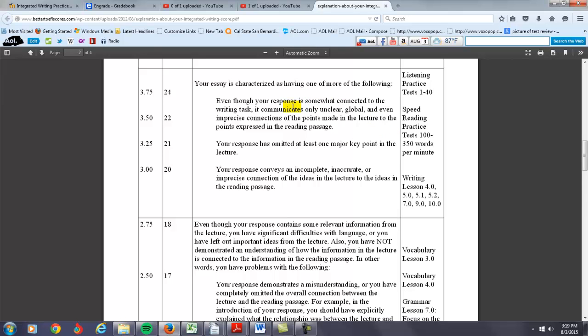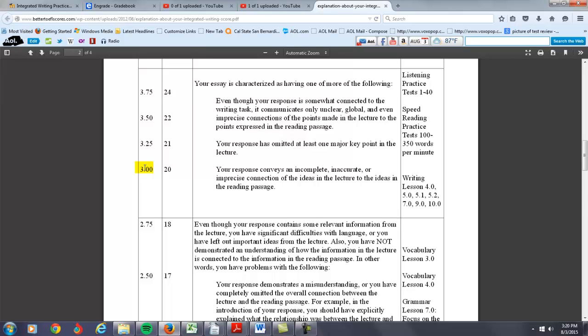Even though your response is somewhat connected to the writing task, it communicates only unclear, global, even imprecise connections of the points made. Yes, yes. You didn't omit a major point from the lecture, but I'm going to say yes to both of these. Your essay has at least one or more of these problems. So I'm going to put you right now at 3.